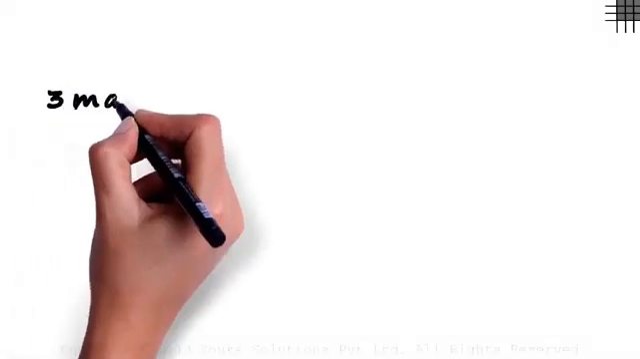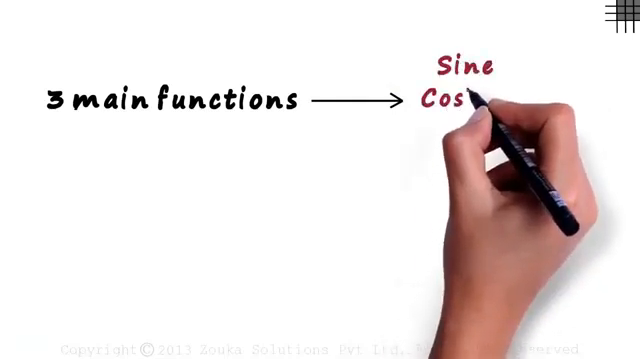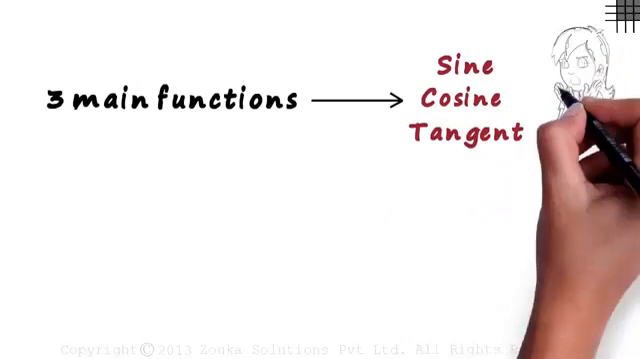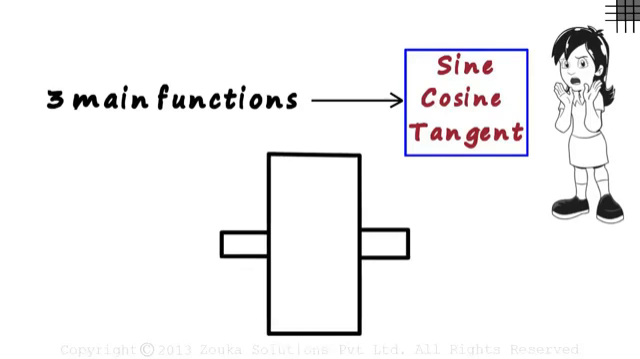There are three main functions in trigonometry. Three really important ones which you will come across often. They are sine, cosine and tangent. Here's a fact. The names of all the functions in trigonometry sound scary. If it's the first time you're studying trigonometry, there is a very slim chance that you've heard any of these names before.